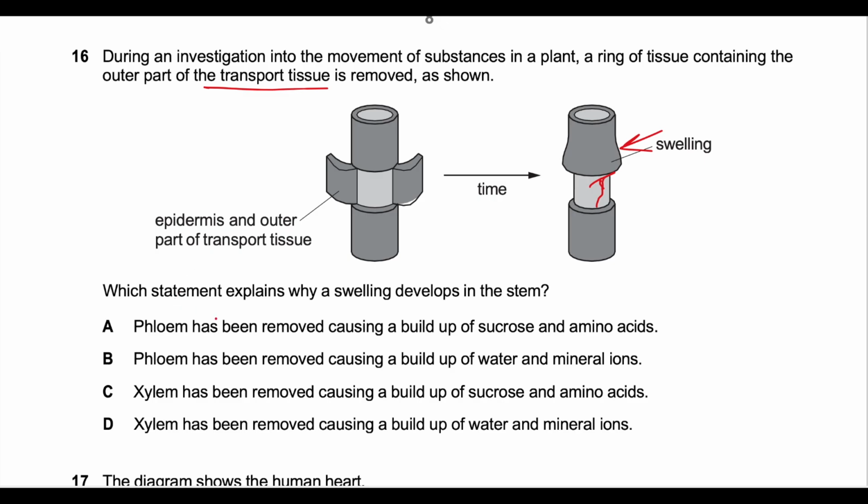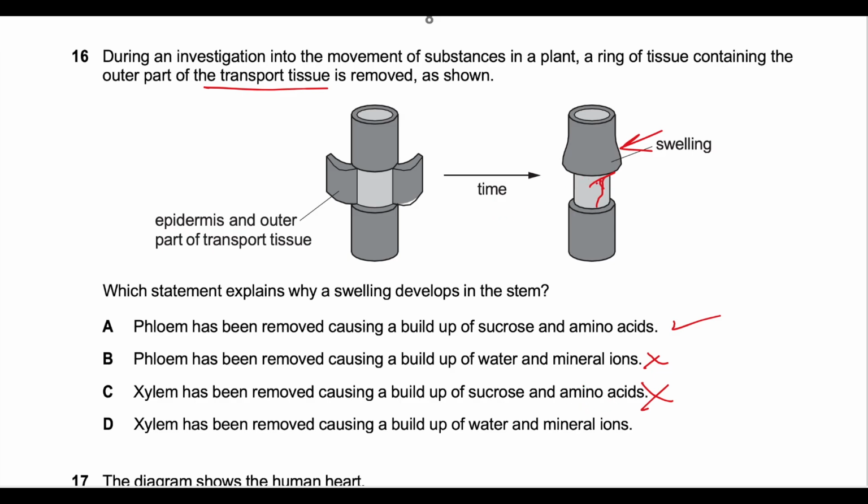So let's read the options. A. Phloem has been removed, causing a build-up of sucrose and amino acids. Actually, mostly this is right. Let's read B. Phloem has been removed, causing a build-up of water and mineral ions. This is not related to phloem, it's for xylem. C. Xylem has been removed, causing a build-up of sucrose and amino acids. That's a wrong statement because xylem is just responsible for water. And the last option, D, xylem has been removed, causing a build-up of water and mineral ions.